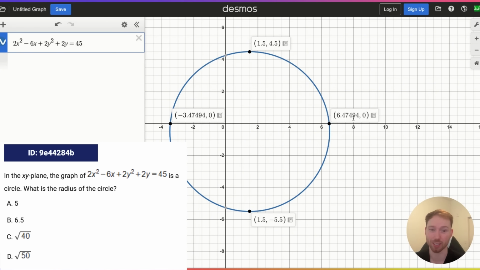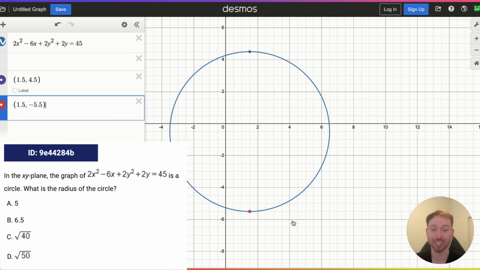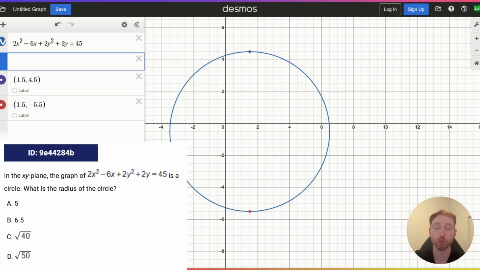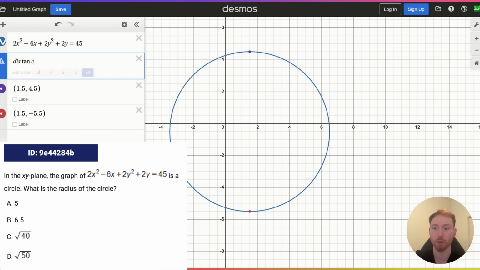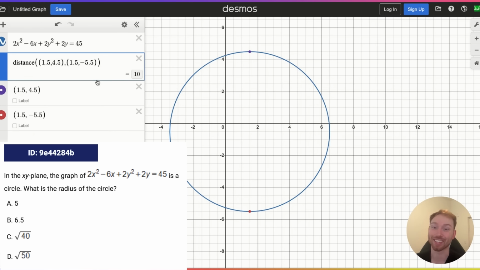You can see the ones on the sides are not nice whole numbers, but the top and bottom ones are. So I'm just going to find the distance between these 2 points. And once I find the distance, that'll be the diameter, and I can divide that by 2. To find the distance between 2 points, just use the distance formula. On Desmos, you can just type it in and then plug in your points. After plugging in my points, I can see that the distance is 10.